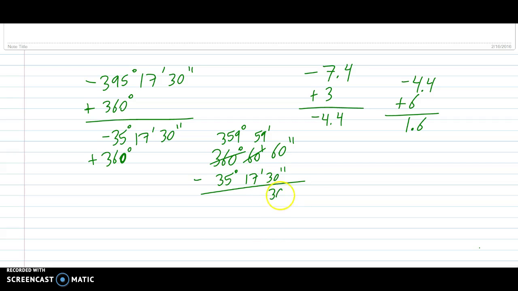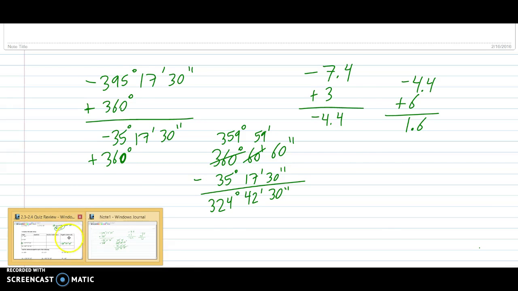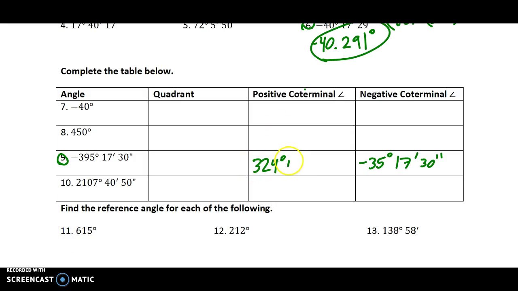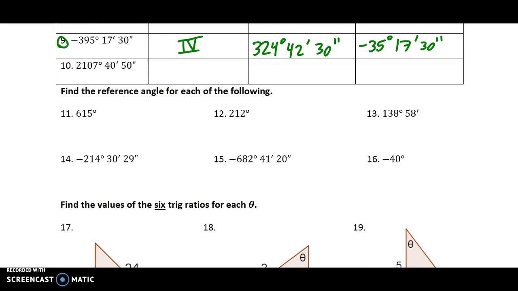So 60 minus 30 is 30. 59 minus 17 is 42. And 359 minus 35 is 324 degrees. Okay? By the way, there's a positive coterminal angle: 324, 42, 30. Notice how it's not 1730, right? Like previous. Anyway, what quadrant's that in? Well, that's between 270 and 360, so that would be quadrant 4. Okay? Not too bad once you get the hang of it, as long as you know the rules.